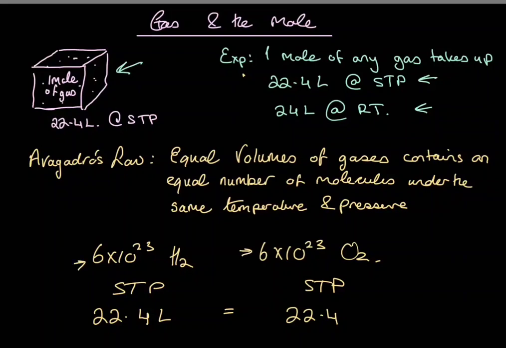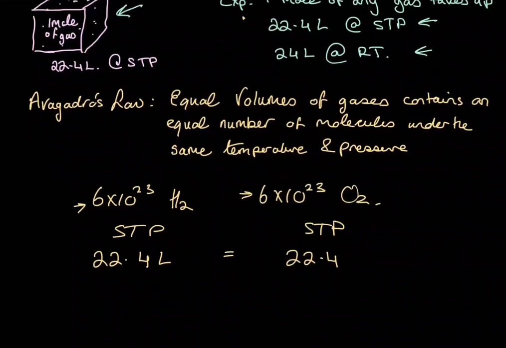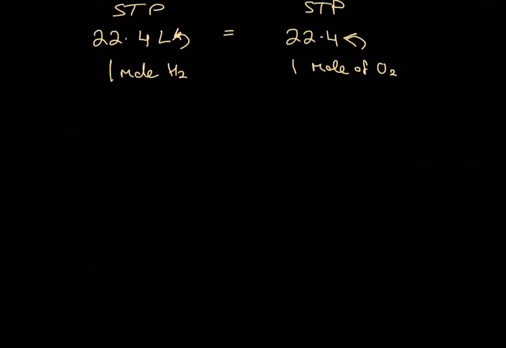That's Avogadro's number. And that means that 1 mole of H2 is present and 1 mole of oxygen is present, and each takes up 22.4 litres of space. Okay, so that's important for our little calculations now in this part.